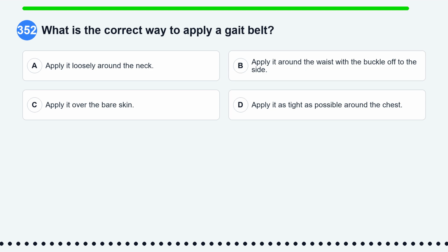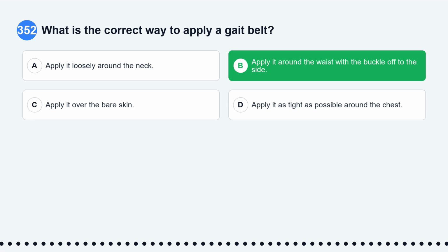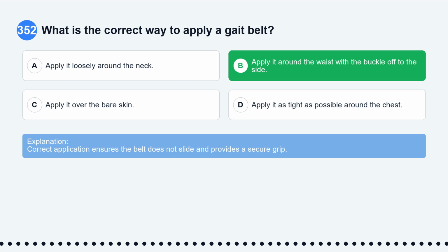Question 352. What is the correct way to apply a gait belt? Option A, apply it loosely around the neck. Option B, apply it around the waist with the buckle off to the side. Option C, apply it over the bare skin. Option D, apply it as tight as possible around the chest. The correct answer is option B, apply it around the waist with the buckle off to the side. Correct application ensures the belt does not slide and provides a secure grip.